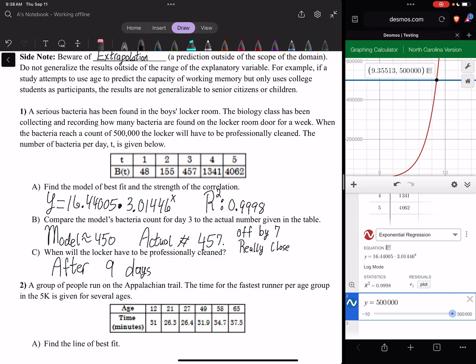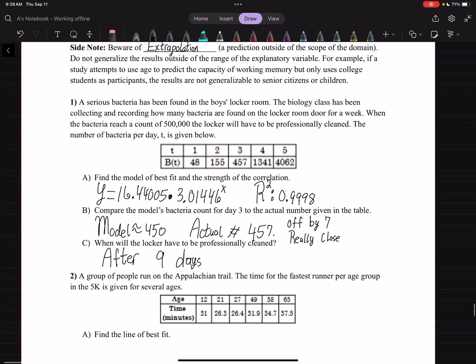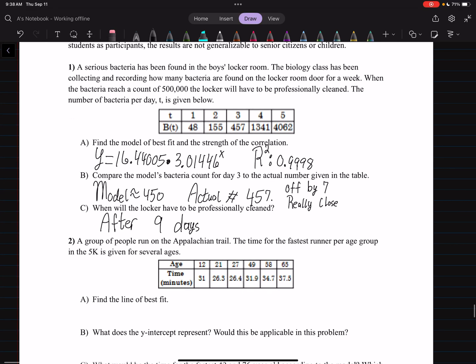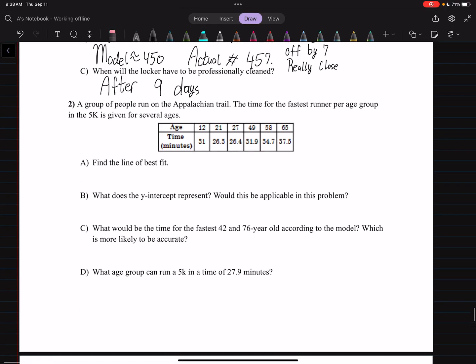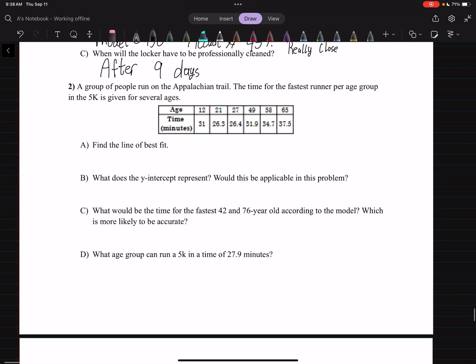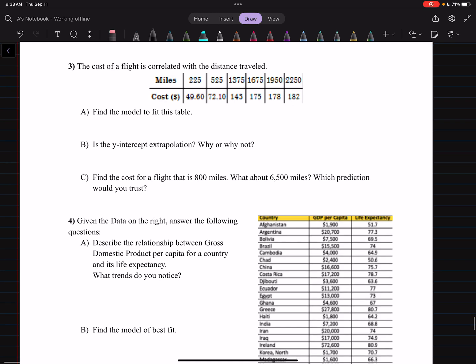You should know how to do these regression functions, but now you need to put them into applications problems. So your assignment for today is to try the rest of these problems and submit it for your grade.